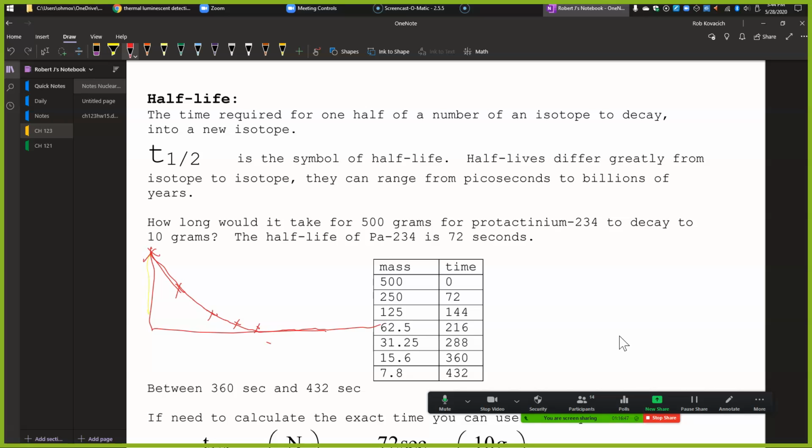So this protactinium-234 has a half-life of 72 seconds. So if I start with 500 grams, time equals 0. I wait 72 seconds, half of that is 250.